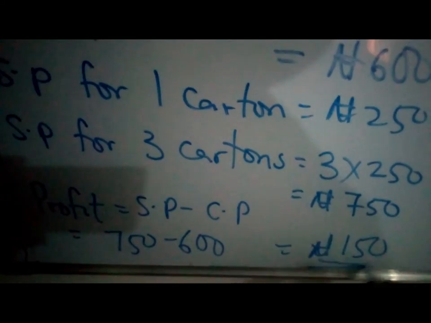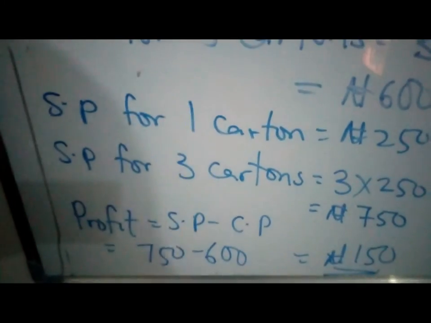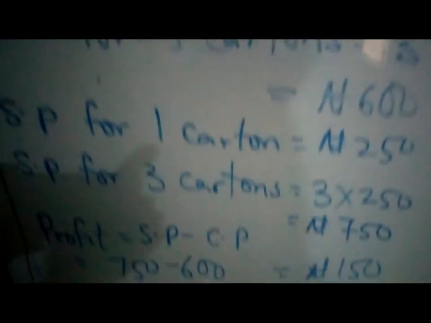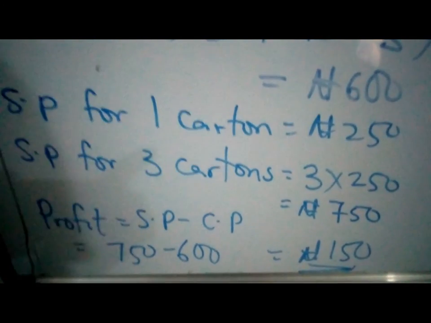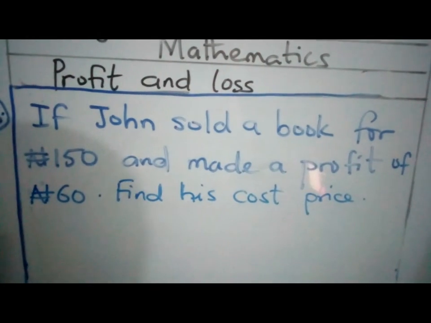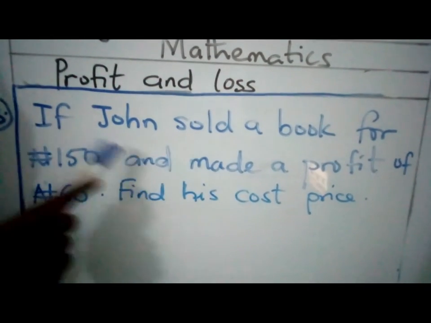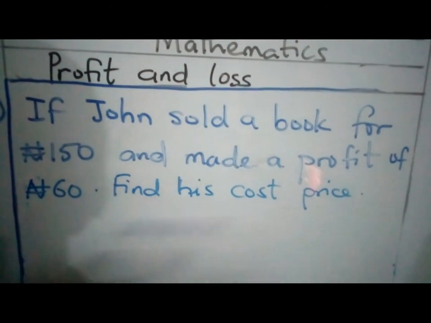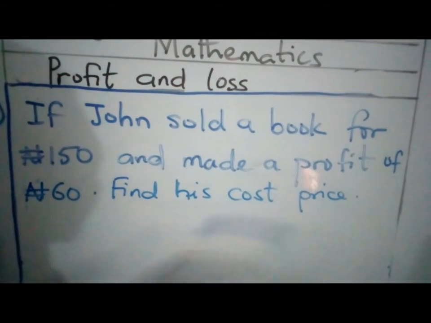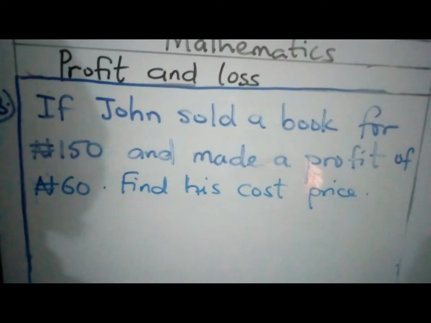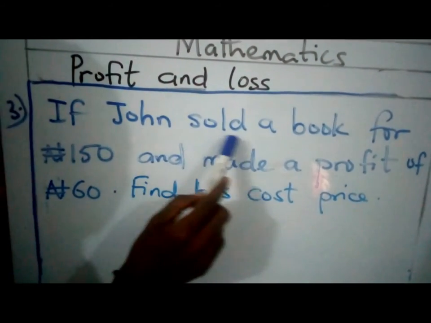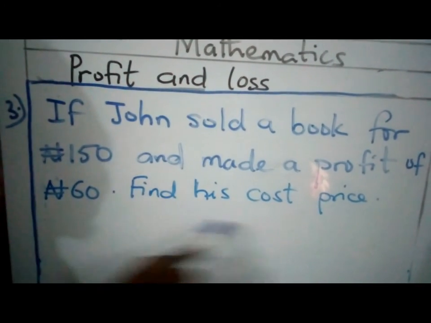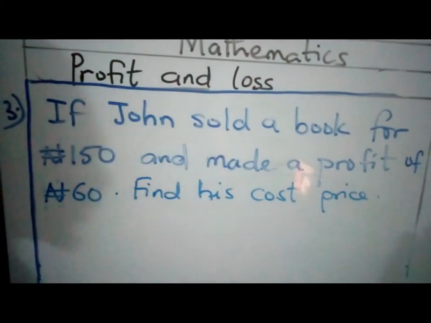150 naira profit. So Adams made a profit of 150 naira after carrying out this transaction. Example 3, this is another dimension of question. If John sold a book for 150 naira and made a profit of 60 naira, find his cost price. Alright, if you look at it very well, selling price is given, profit is as well given, and you have to find cost price. But let me explain this.